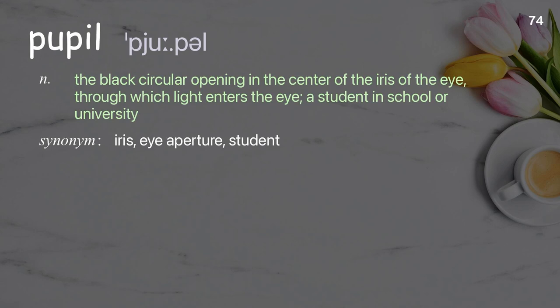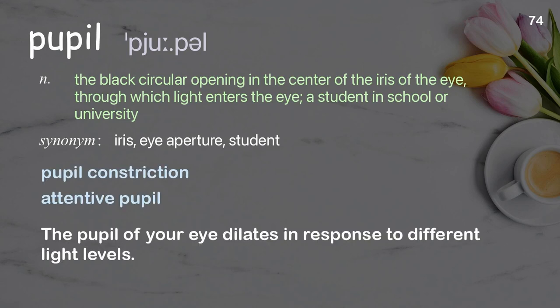Pupil: the black circular opening in the center of the iris of the eye, through which light enters the eye; a student in school or university. Examples: pupil constriction, attentive pupil. The pupil of your eye dilates in response to different light levels.